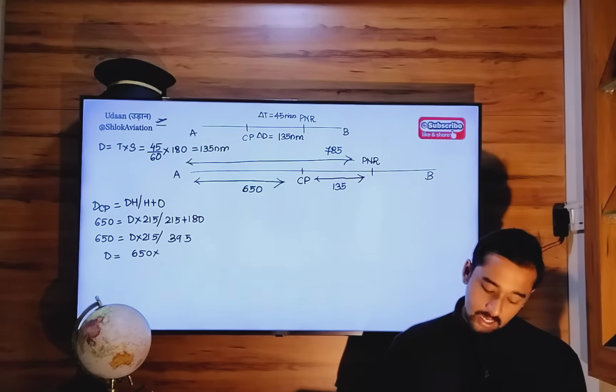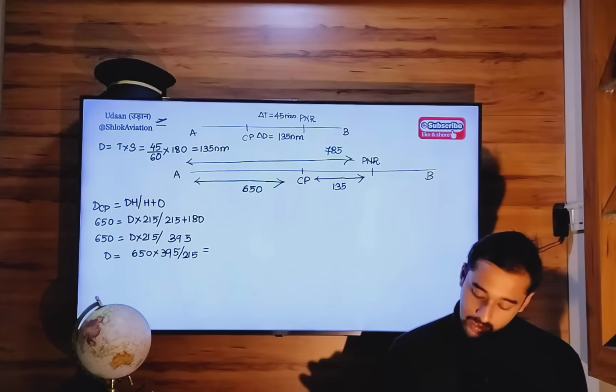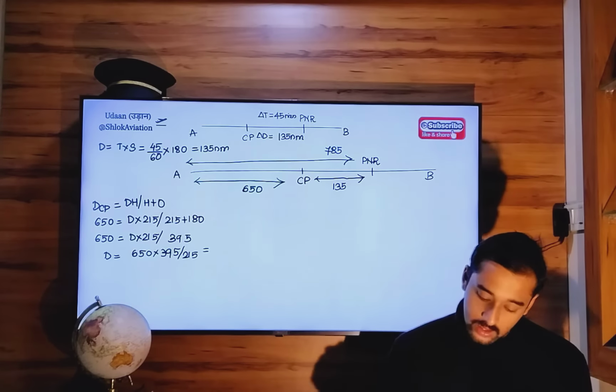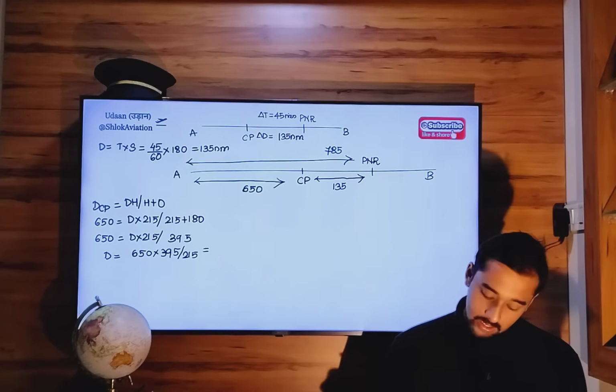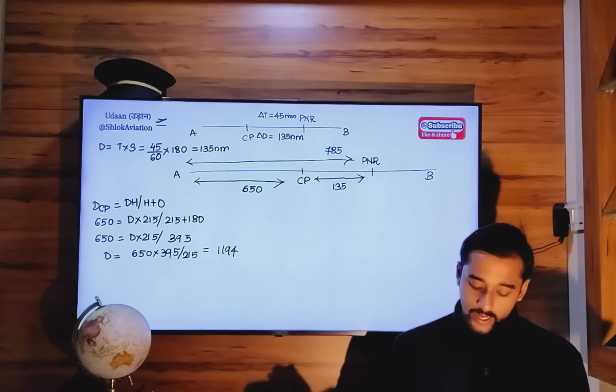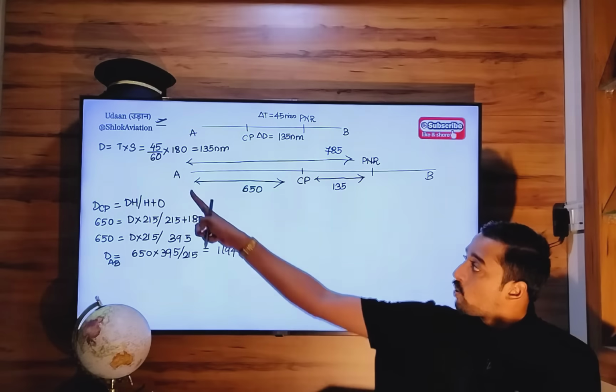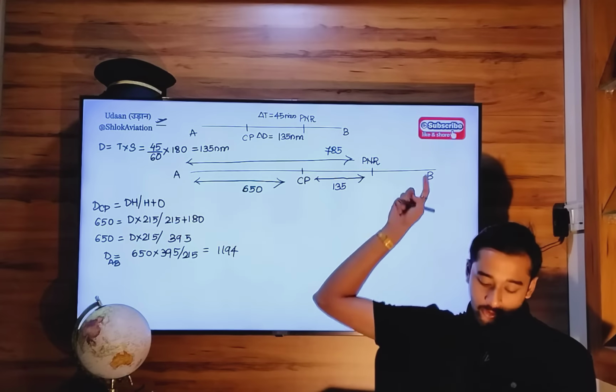650 multiply 395 by 215 into 395, that is 1194. So total distance between point A and B is 1194.